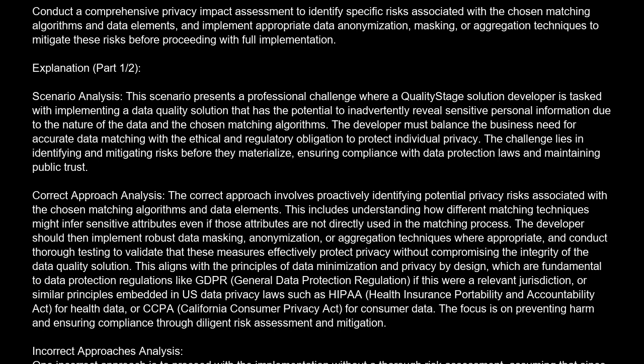This aligns with the principles of data minimization and privacy by design, which are fundamental to data protection regulations like GDPR, General Data Protection Regulation, if this were a relevant jurisdiction, or similar principles embedded in U.S. data privacy laws such as HIPAA, Health Insurance Portability and Accountability Act, for health data, or CCPA, California Consumer Privacy Act, for consumer data. The focus is on preventing harm and ensuring compliance through diligent risk assessment and mitigation.